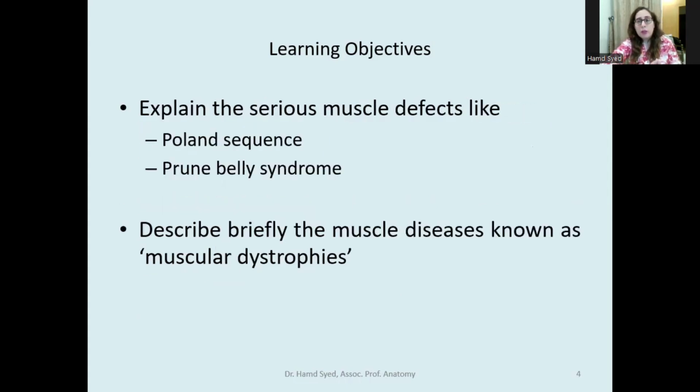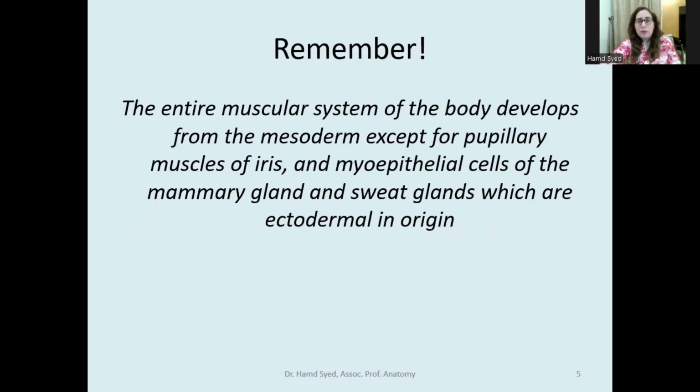Then at the end, we'll be talking about the clinical conditions, which are Poland sequence and prune belly syndrome, and I shall also discuss briefly the muscle diseases, which are known as muscular dystrophies. So these are our learning objectives for today. And let's start with the development of the muscular system.